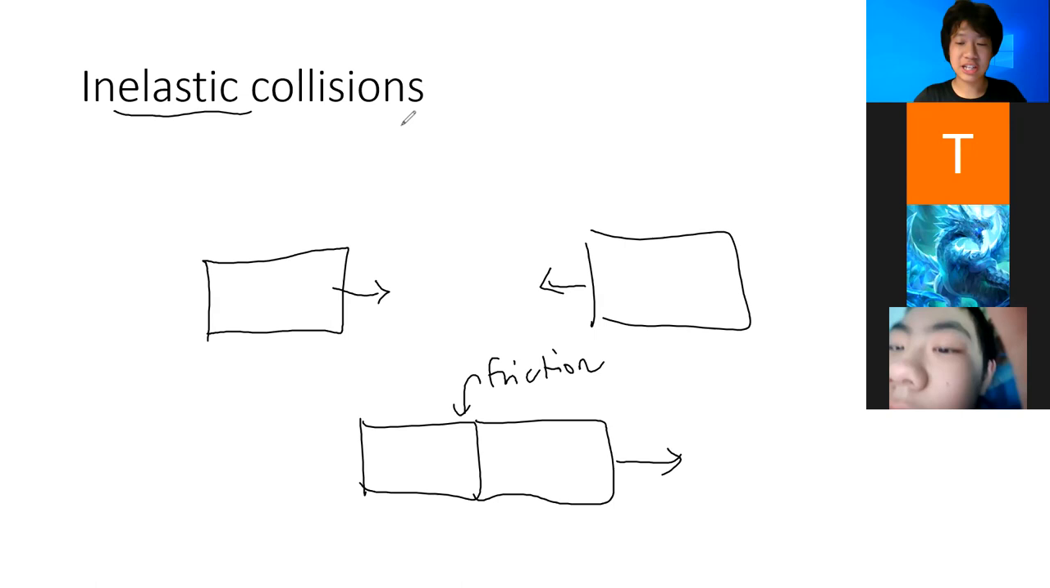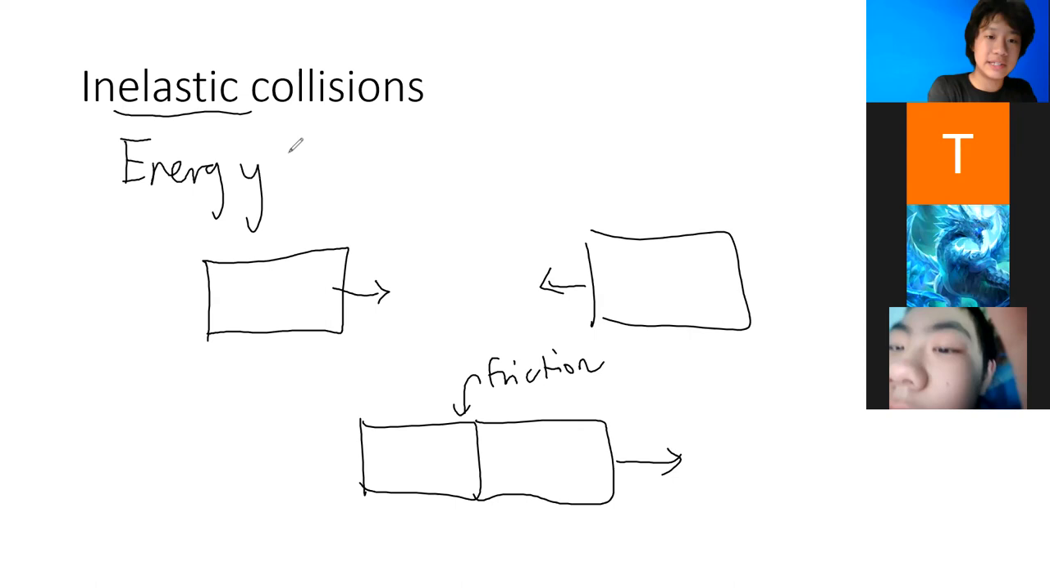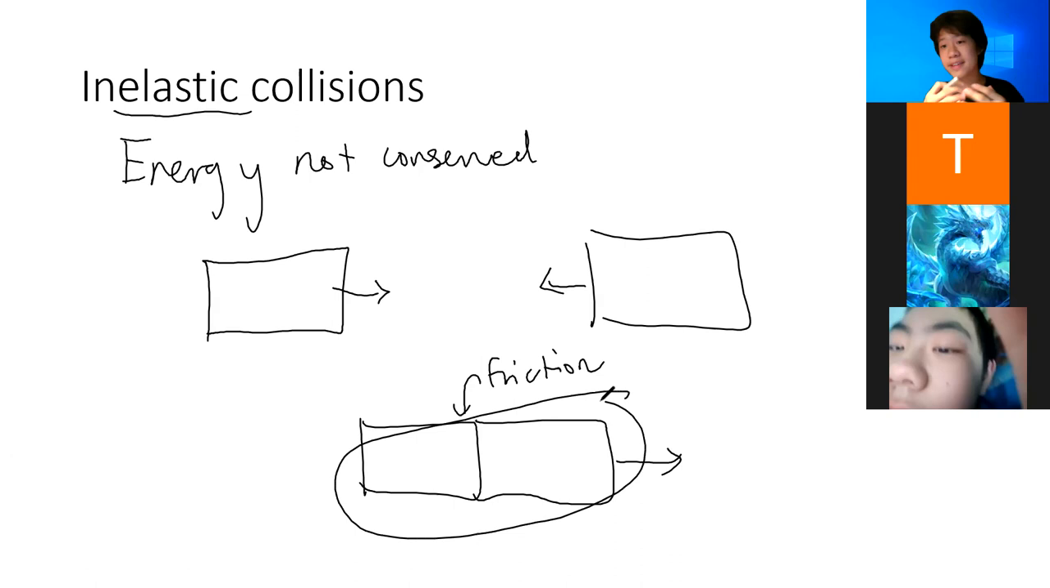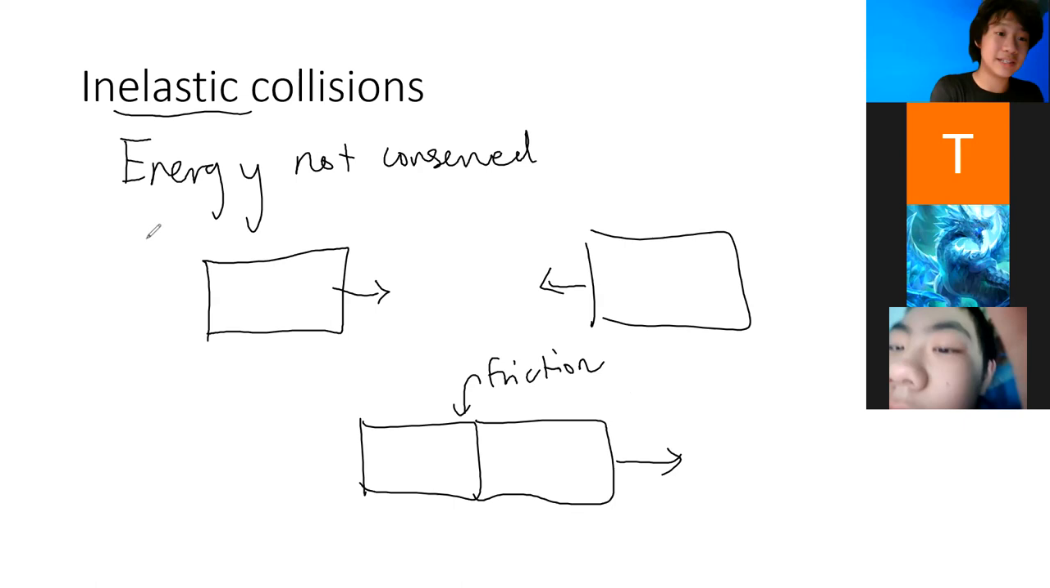So since there is friction, what does this mean? Friction creates heat. Since it creates heat, energy is not conserved in an inelastic collision. The initial kinetic energy of the two objects is greater than the final kinetic energy because some of that energy was lost to the heat generated by the friction. So in an inelastic collision, energy is not conserved. But what is conserved is momentum.